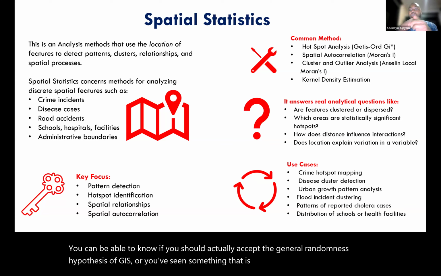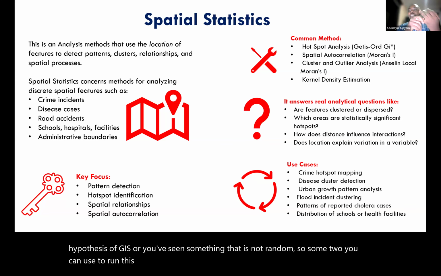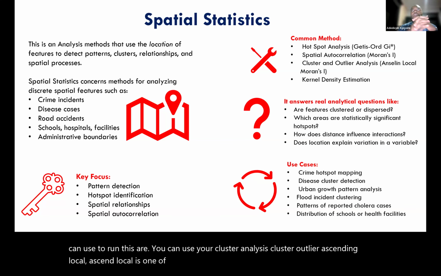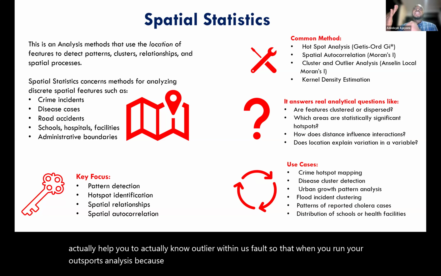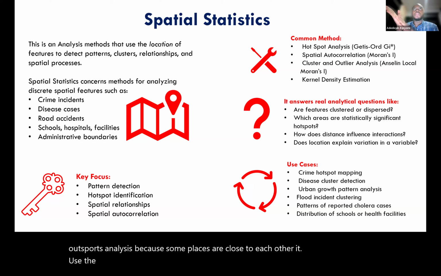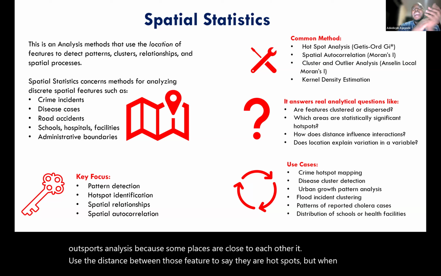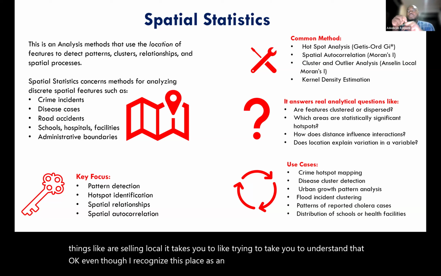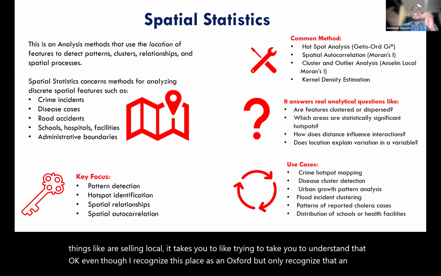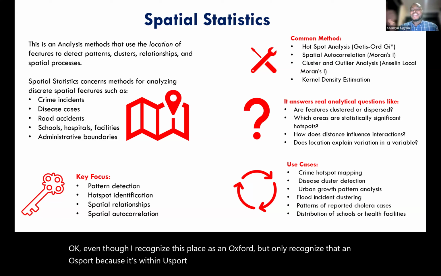Some tools you can use to run this are cluster analysis and cluster and outlier analysis, Anselin Local Moran's I. Anselin Local Moran's I is one of my favorite tools, because it helps you know outliers within a hotspot. When you run your hotspot analysis, because some places are close to each other, it can use the distance between those features to say they are a hotspot. But when you run Anselin Local Moran's I, it helps you understand that, even though I recognize this place as a hotspot, I only recognize it as a hotspot because it's within a hotspot. It's an outlier based on this event that is happening.